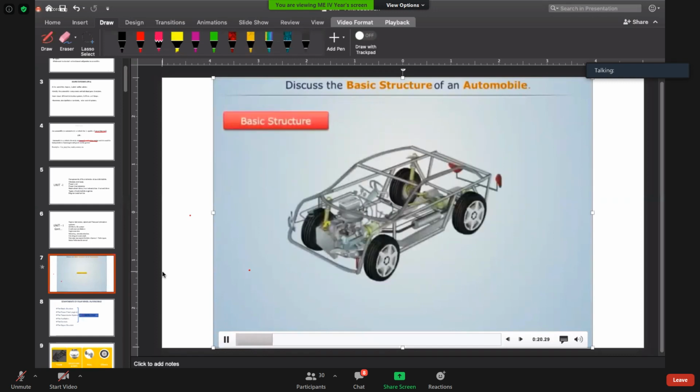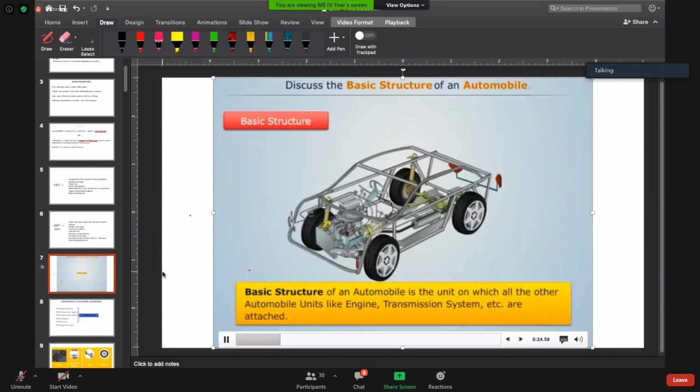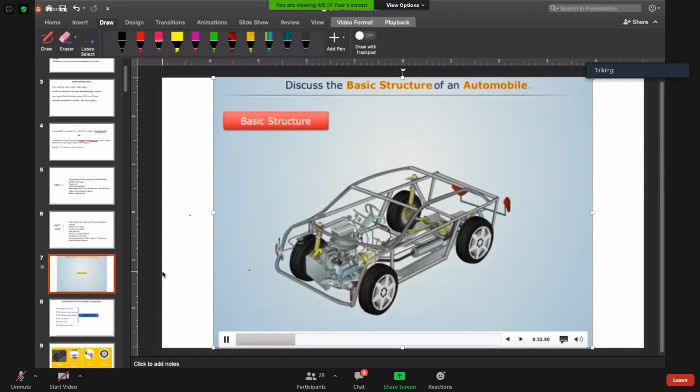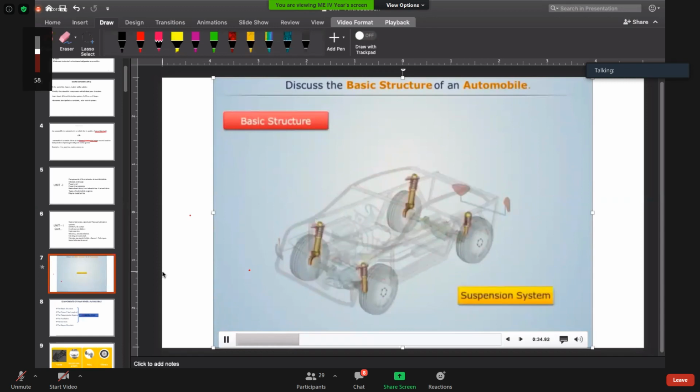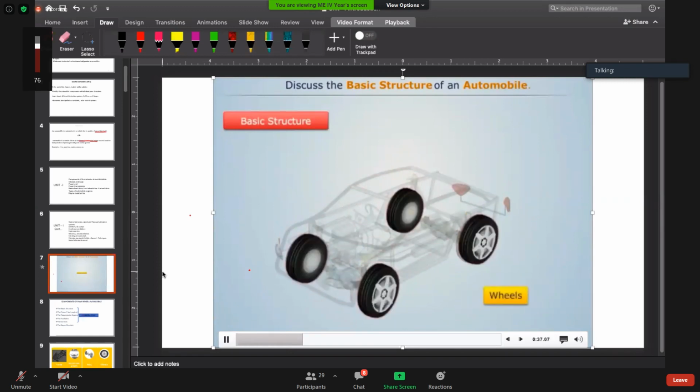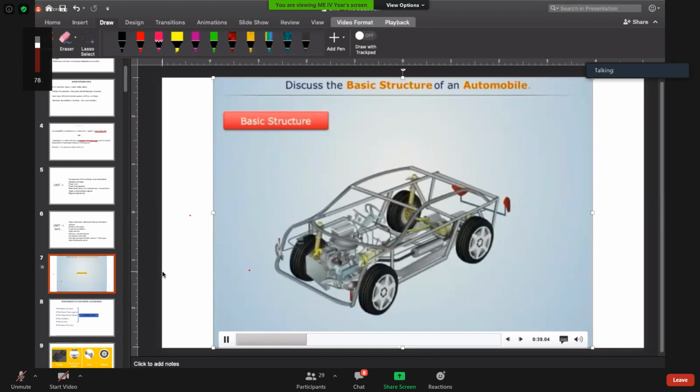Now let's try to understand the basic structure of an automobile. Basic structure of an automobile is the unit on which all the other automobile units like engine, transmission system, etc. are attached. It mainly comprises of frame, suspension system, axles, and wheels. Now let's discuss each of them in brief.